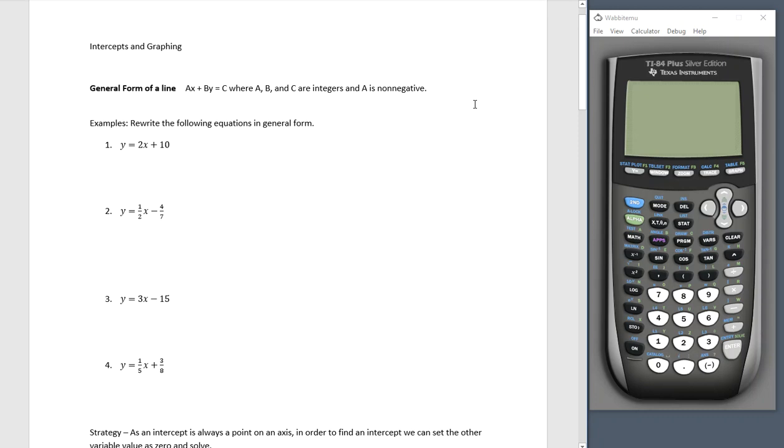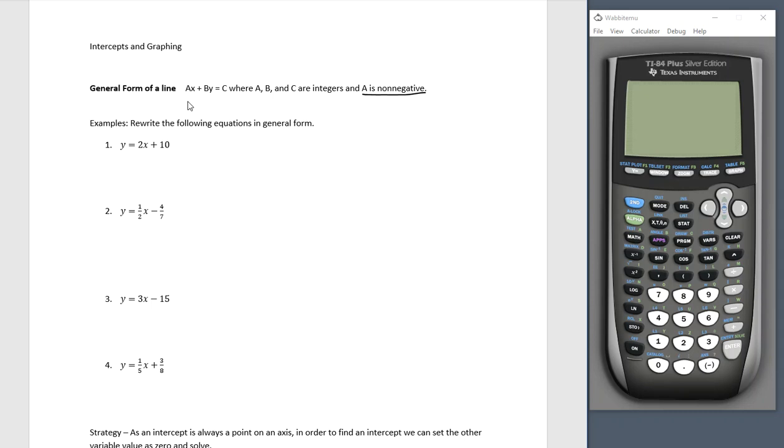In an earlier video, we saw the slope-intercept form of the line, and today we're going to talk about the general form of a line. The general form of a line is of the form ax plus by equals c, where a, b, and c are integers, and a is non-negative. So a cannot be negative. It could be 0, it could be positive, but it cannot be negative.